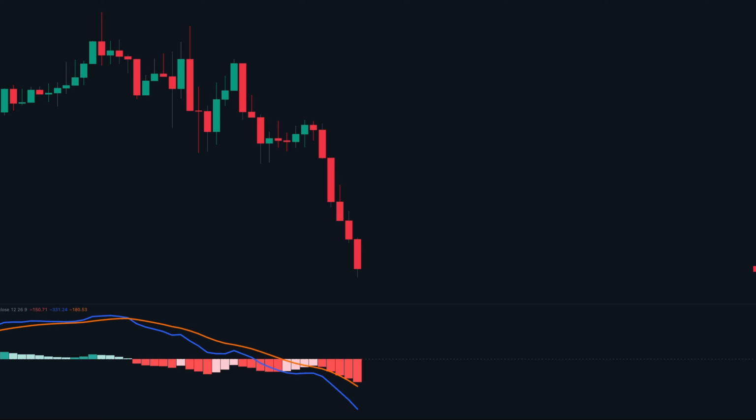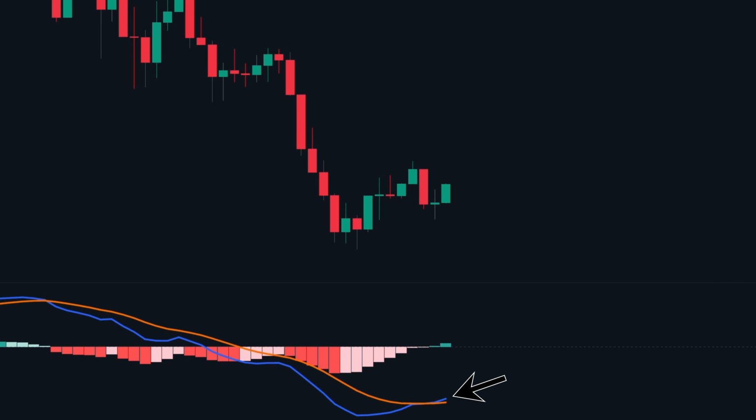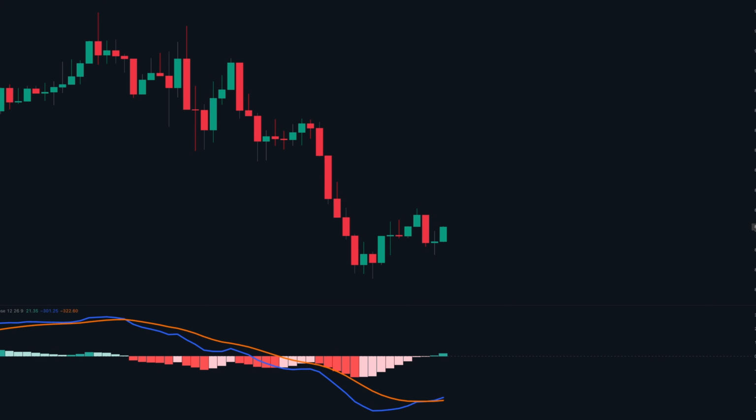But then something happens. The histogram starts shrinking. Red bars get smaller. The signal line curves up. And then, right here, it crosses above the MACD line. Histogram flips green. This is a confirmed bullish crossover. Both lines are still below 0, but the crossover happened. Most traders see this and think, okay, momentum is shifting. The downtrend is slowing. Time to go long.